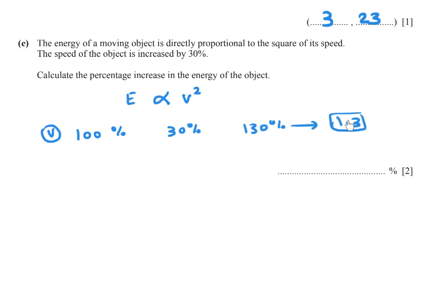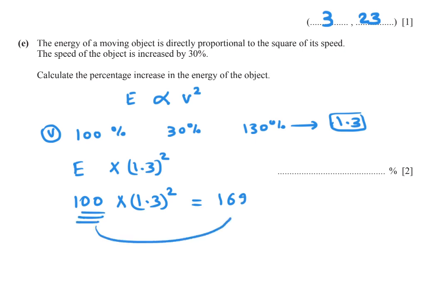If you multiply v by 1.3, you need to multiply E by 1.3 squared, because E is directly proportional to the square of the velocity. So multiply E by 1.3 squared. Now if the original value for E is 100, multiply 100 by 1.3 squared, so equals 169. So this means it was 100. If it was 100, it becomes 169. This means an increase of 69%.